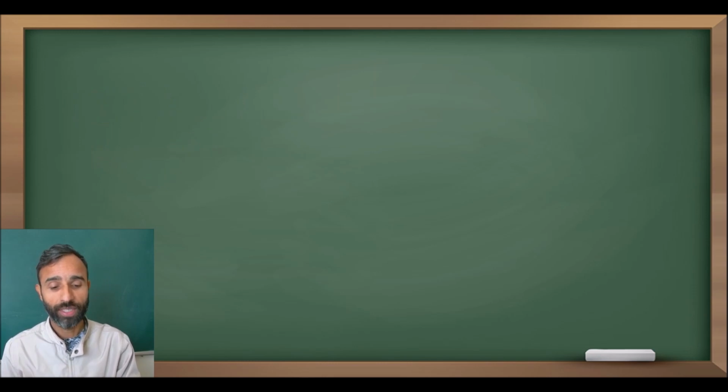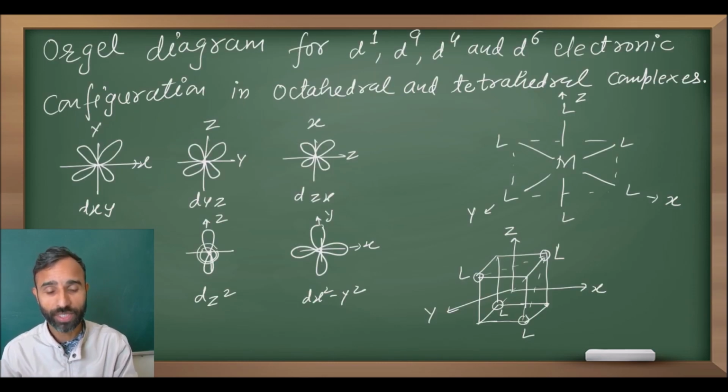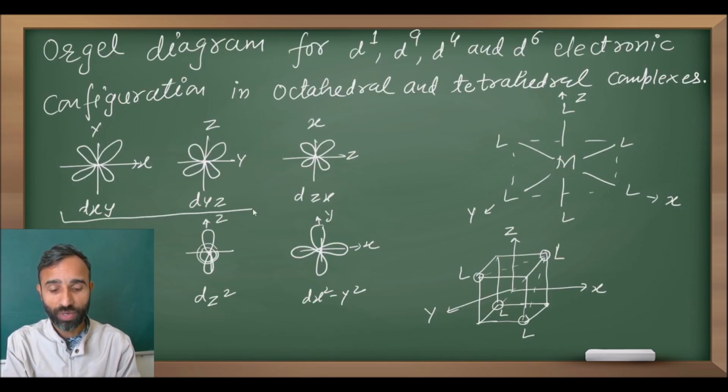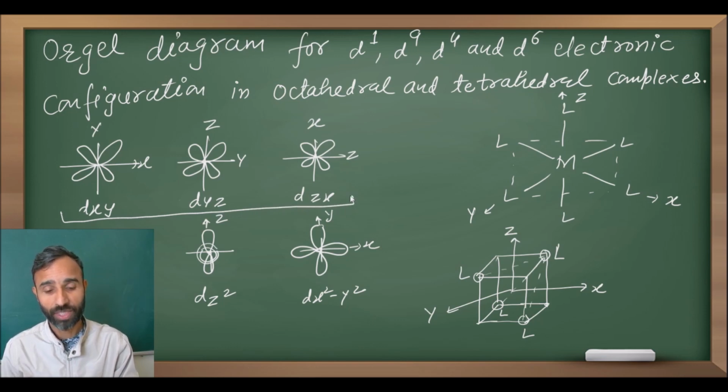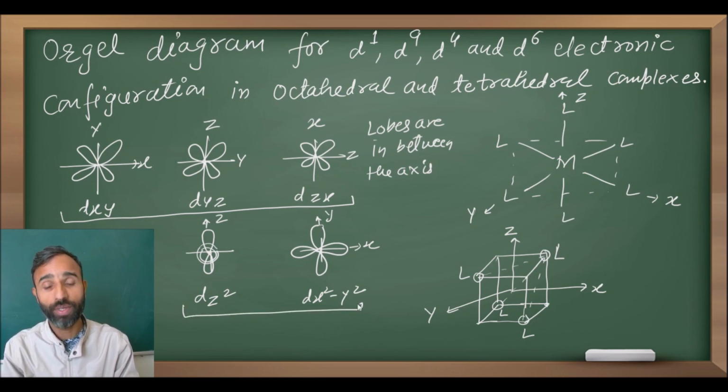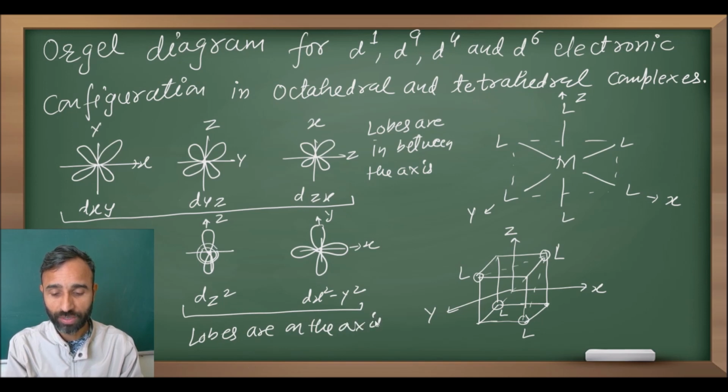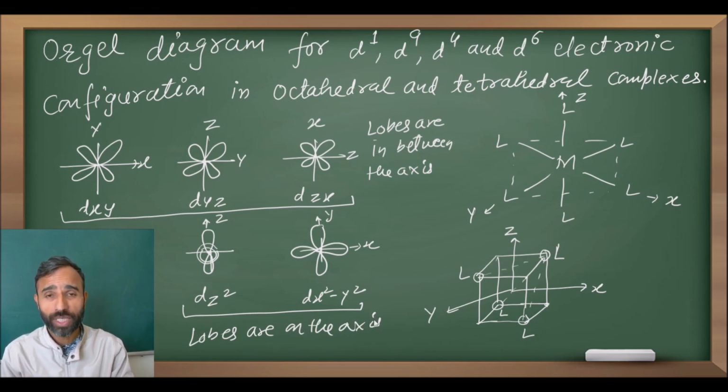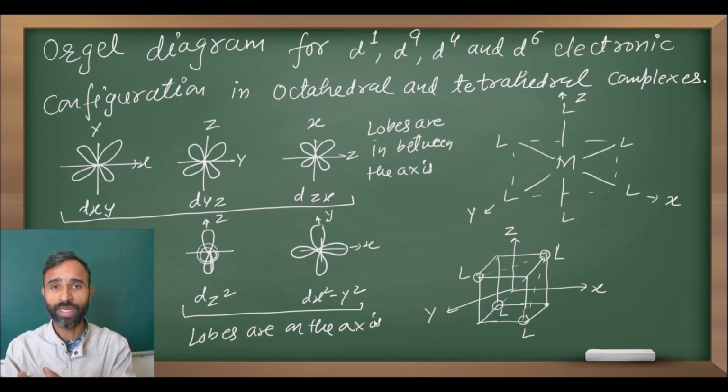So when we see the shapes of d orbitals, say dxy, dyz and dzx, in these cases, lobes are in between the axes. But in dz square and dx square minus y square, lobes are on the axis. So their shapes are different. For dxy, dyz, dzx, they are of one type, and dz square and dx square minus y square they are of different type. Now see the arrangement of ligands.